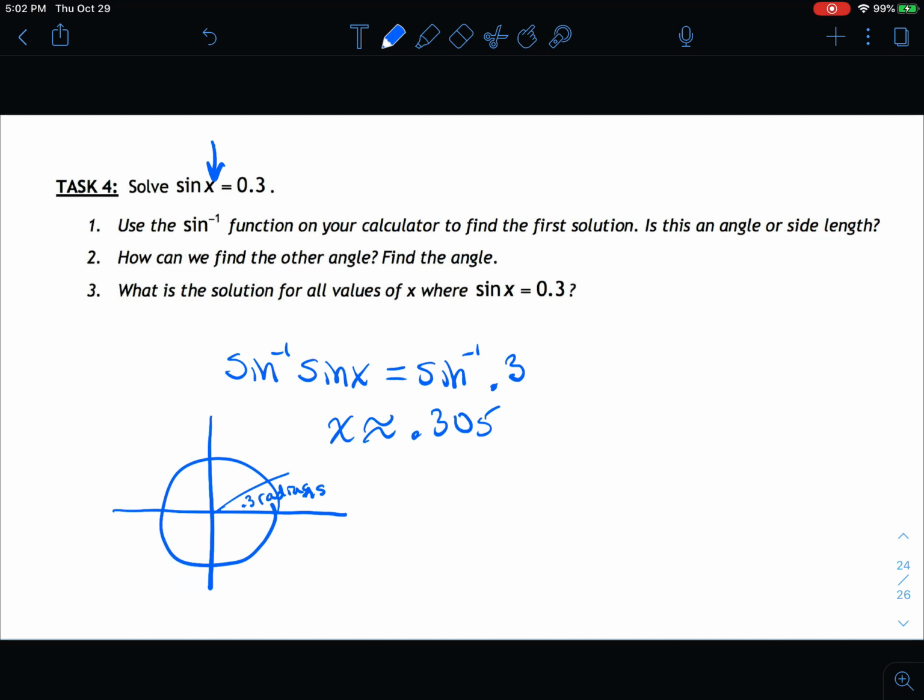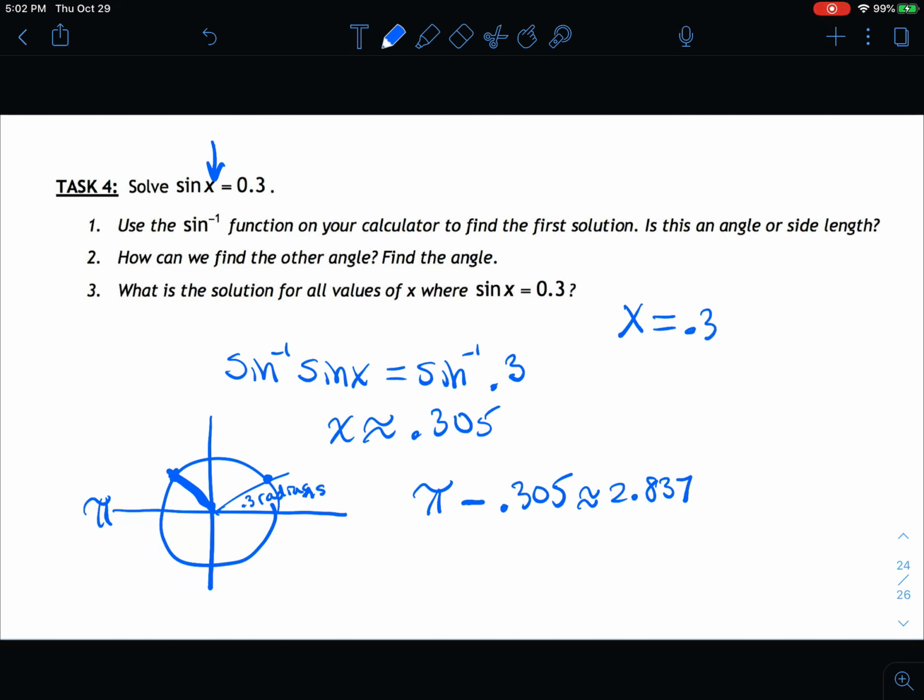Okay, now where is the other angle? Because we know there's a positive here and the same positive here. So how are we going to go ahead and find that other one? We can say, oh, this I know is pi radians. So can't we just say pi take away 0.305? And let's see what we get. We get about equal to 2.837 radians.